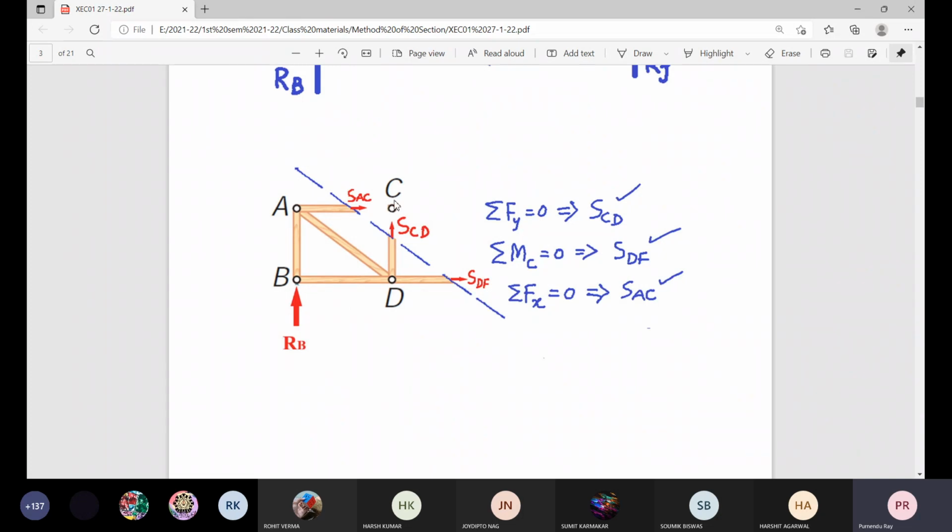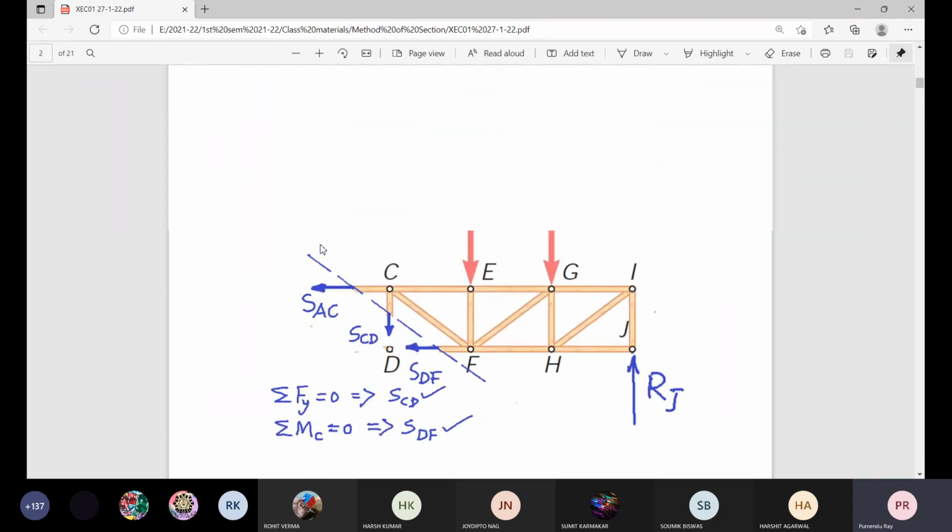Now, if we consider this point as moment center, sigma MC is equal to 0, how many forces are there? Only one force RB multiplied by 2.4, clockwise, and this SDF, which force you need to determine, SDF multiplied by this distance, most likely it is 1.2 or 1.8 or something like that. So in that equation, there is no 12 kilonewton contribution coming from them. So it is helpful for us. That equation will not be longer compared to this situation. Okay, so it is up to you.